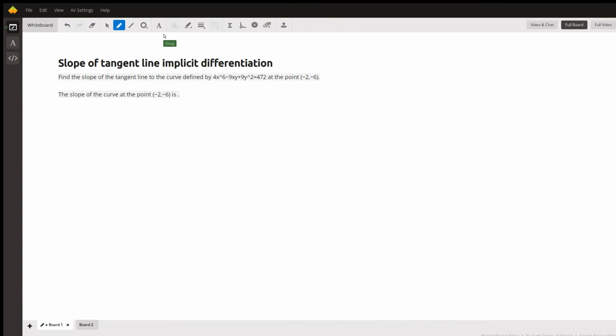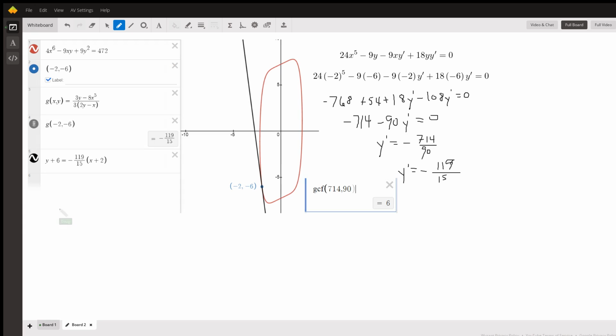Okay, you're given this implicitly defined relation and you have to find the slope of the curve at the point (-2, -6). Now, what I've done here is take it a little bit further than was suggested by the problem. Here's the original function, this red relation, this red curve. (-2, -6) is confirmed to be on the curve.